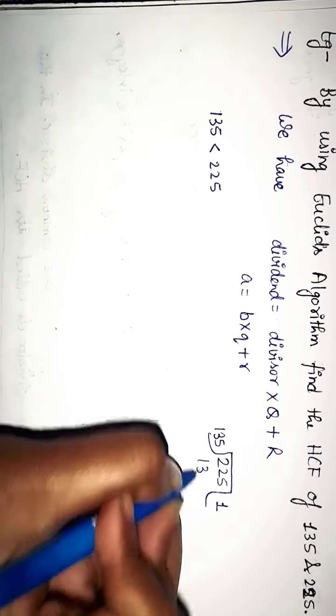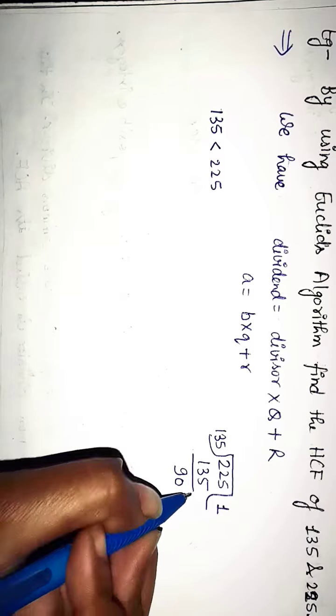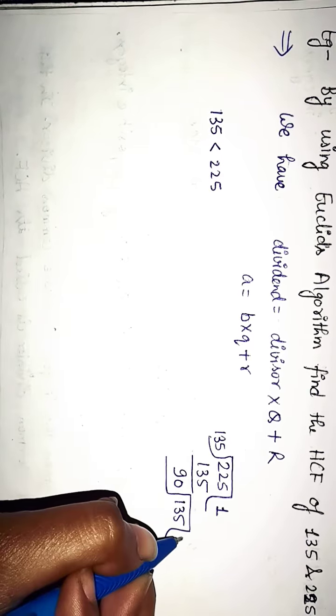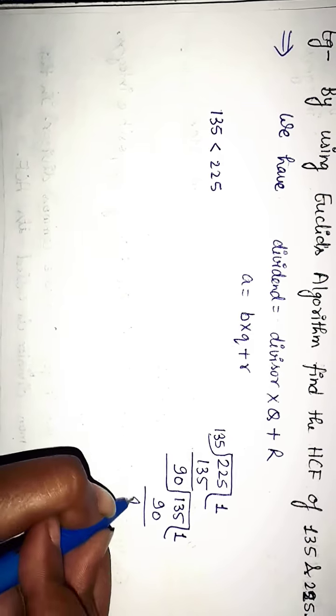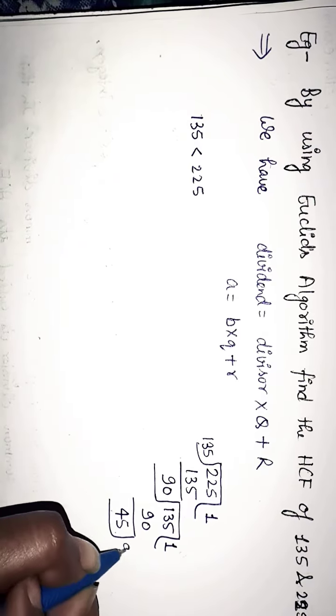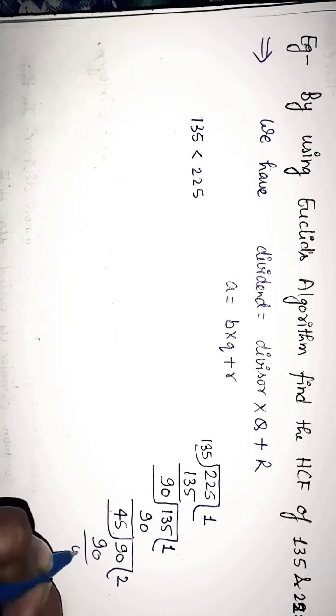So dividing by 135, we have remainder 90. So we'll again divide 135 by 90. By this we have remainder 45. We'll divide 90 by 45. Now we have remainder 0.